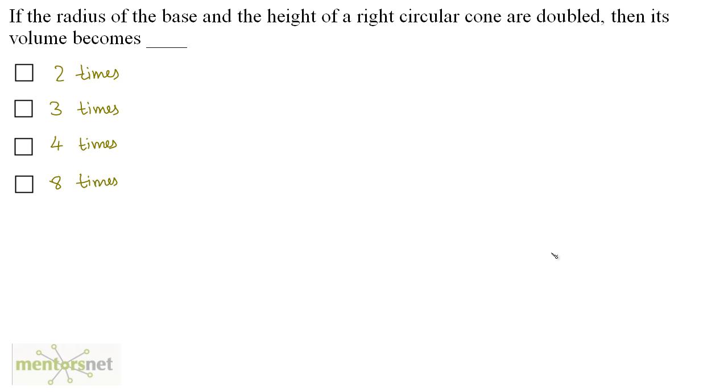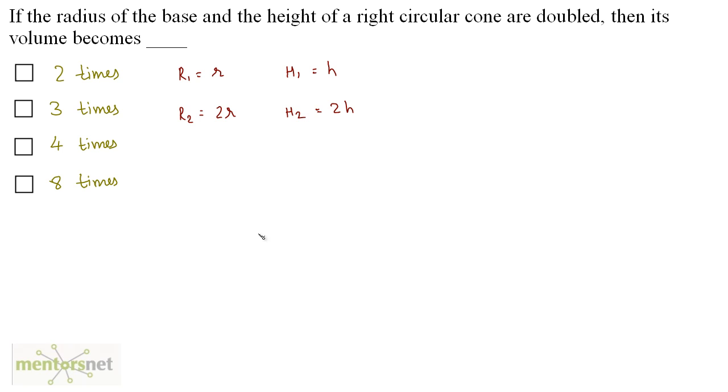If the radius of the base and the height of a right circular cone are doubled, then what will its volume become? Well, let us say that the initial radius be R1 and the final radius be R2, and initial height be H1 and final height be H2. Now let us consider R1 as simply R. Now this radius is doubled, so R2 will become 2R. Let us say H1 is H. Now it is doubled, so H2 will be 2H.